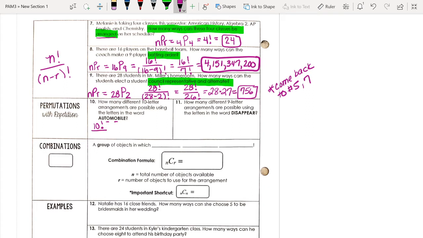I'm going to say O repeats itself. How many times does O repeat itself? Twice. So I'm going to divide by 2 factorial. There are 10 total letters, so it's 10 factorial. Then I'm going to divide out the repeating letters. O repeats itself twice. That's why I chose 2 factorial. Put in your calculator 10 factorial divided by 2 factorial, and you should get 1,814,400.